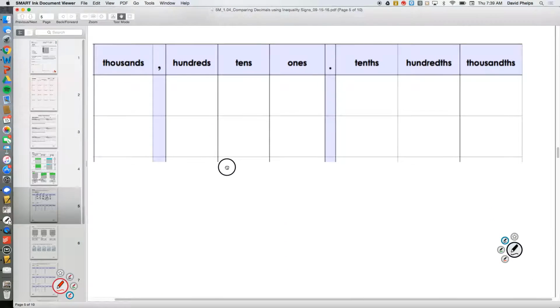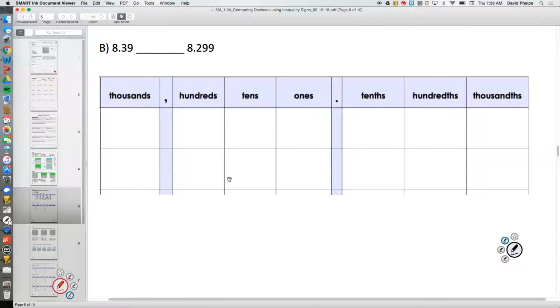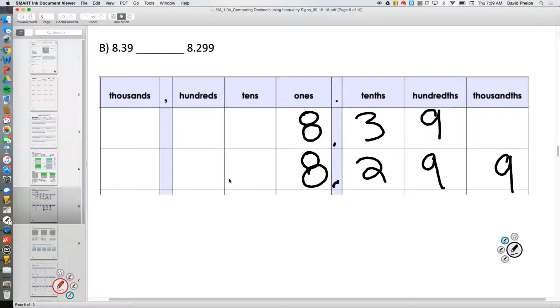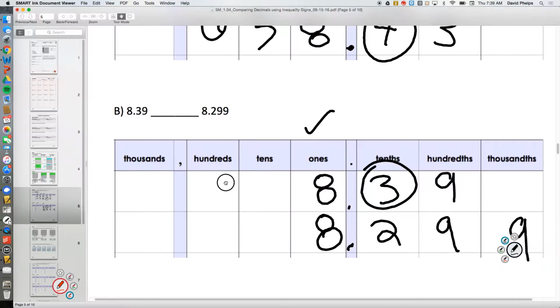Try the same thing on option B. Solve it on your own, then check your work with me. Go. If you said 8 and 39 hundredths is greater than 8 and 299 thousandths, you are correct.